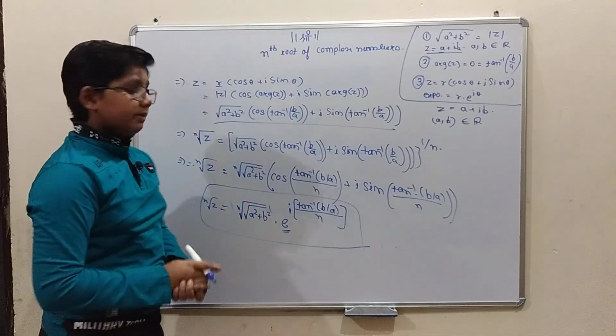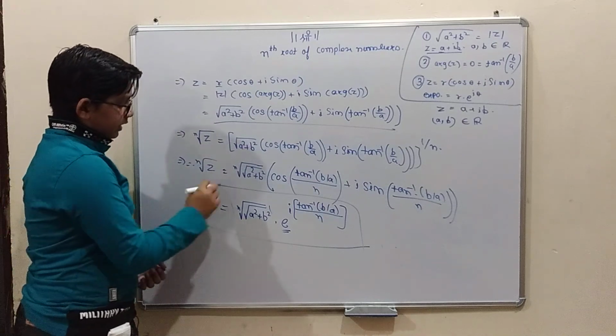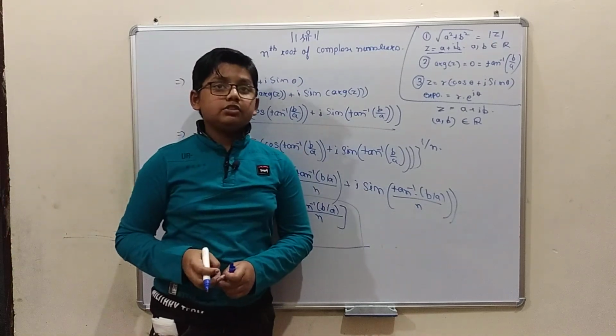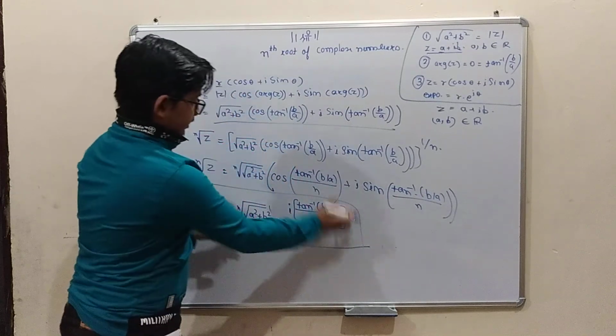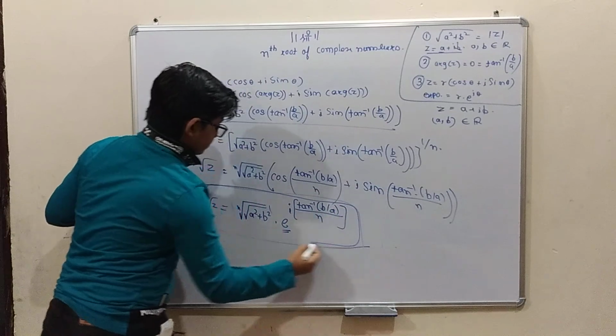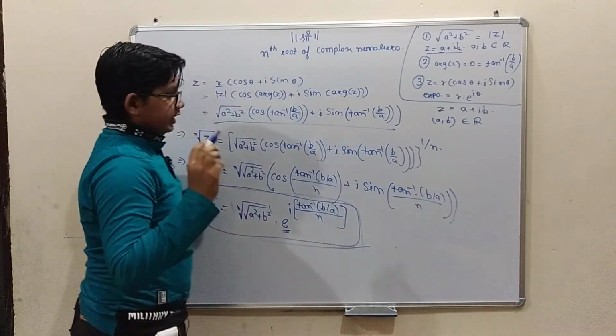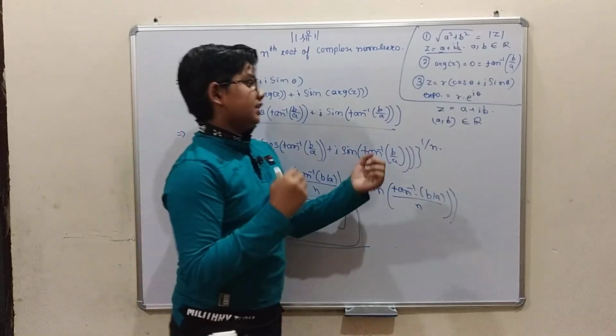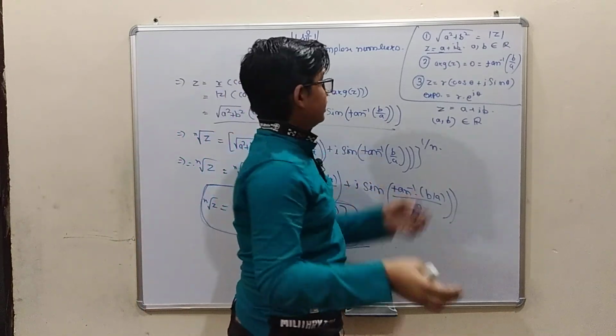So what is the formula? The formula is: nth root of z will be equal to the nth root of a squared plus b squared times e raised to the power i times (tan inverse of b upon a)/n. This is the final answer, which is the proof of this formula. So let's summarize all that we have learned. First we have learned 4 things.